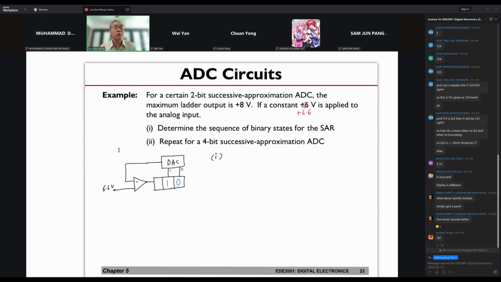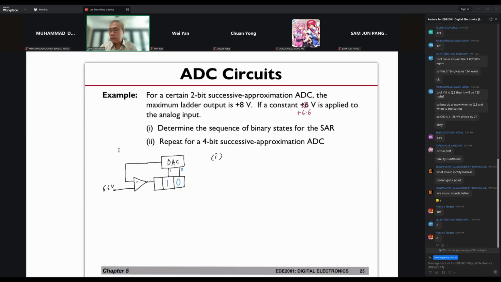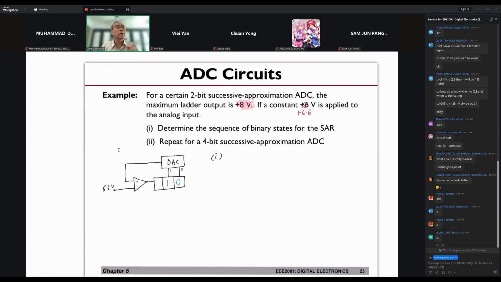Now, if it's 1 0 to the DAC, what will be the voltage that comes out from here? How much? Not 2. Now, can you see the maximum ladder voltage is 8 volts. So if it's 1 0, how much would it be? It will be half of 8 volts. Understand that? It will be half of 8 volts. Understand what I'm saying here?